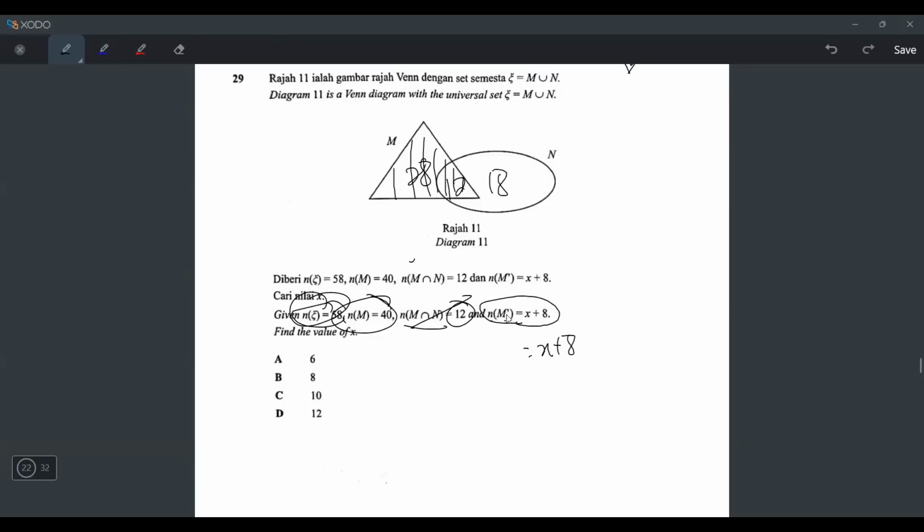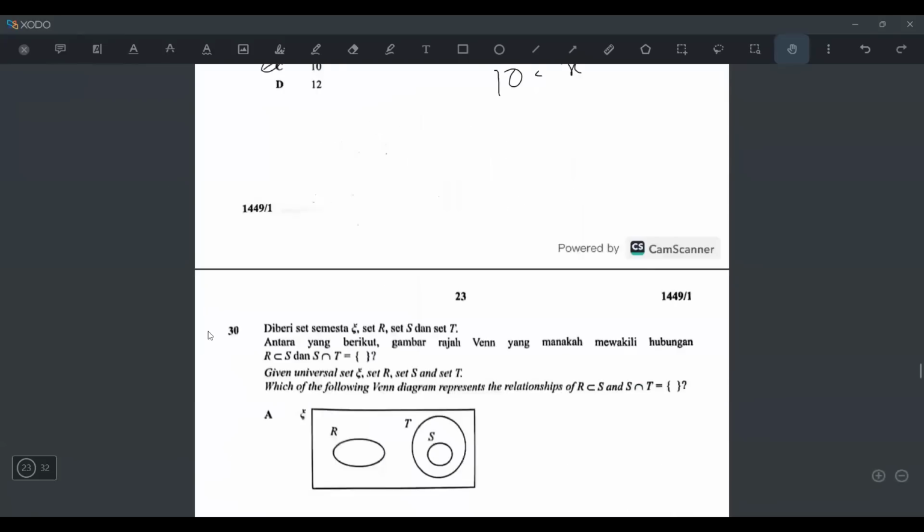Everything except M. Because M complement means not M. So not M is just 18. So 18 equals to X plus 8. X equals to 18 minus 8, which is 10. So the answer is C. So hope you understand.